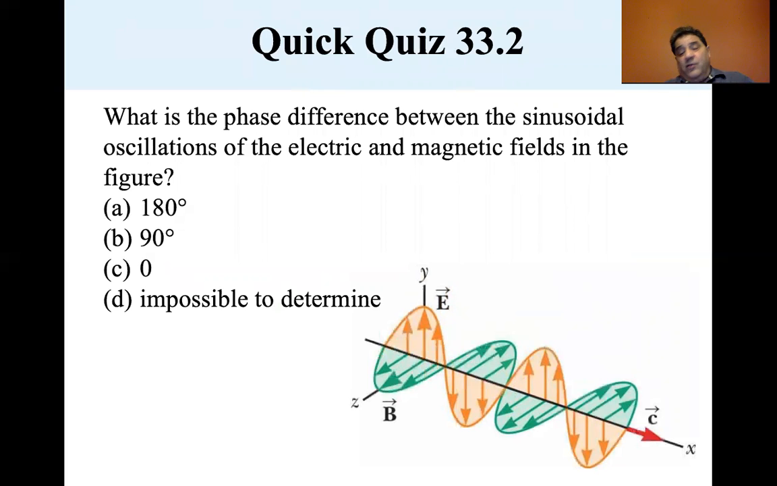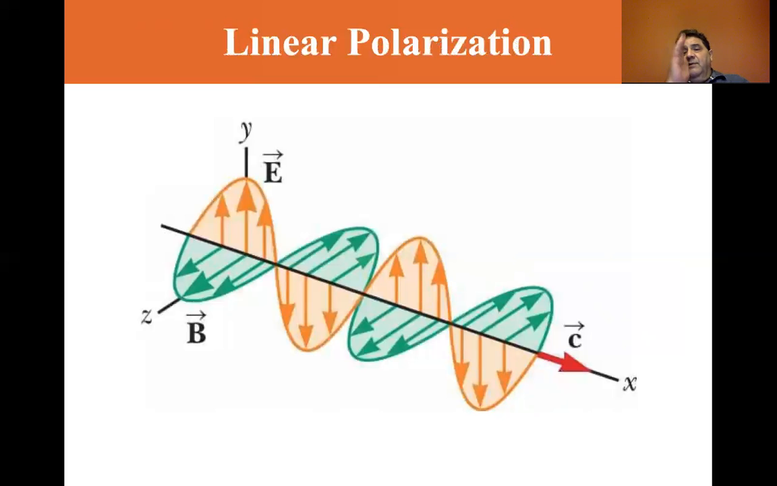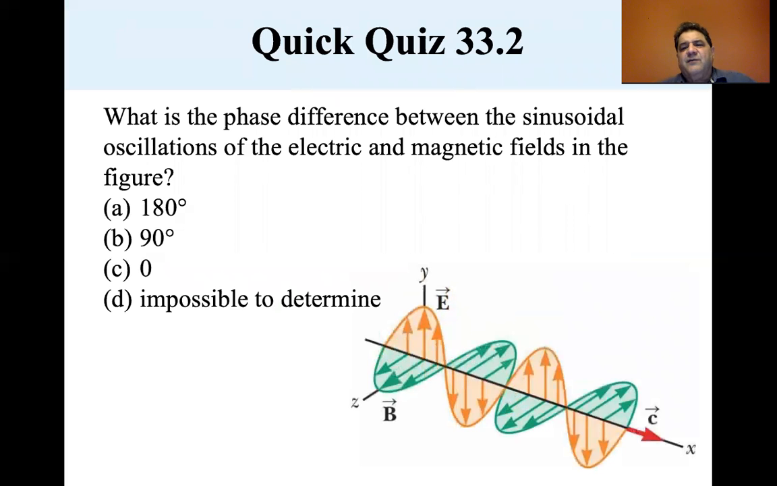Now they are orthogonal. In other words, if the E vector is like this, the B vector is like this. They're orthogonal. But when you have E max, you have B max, so they're in phase. What is the phase difference between the sinusoidal oscillations of the electric and magnetic fields in the figure? 180, 90, 0, or impossible to determine? Well, I just told you they're 0. In other words, they are in step with each other. When E is max, B is max. When E is 0, B is 0. So there's 0 phase difference between them.